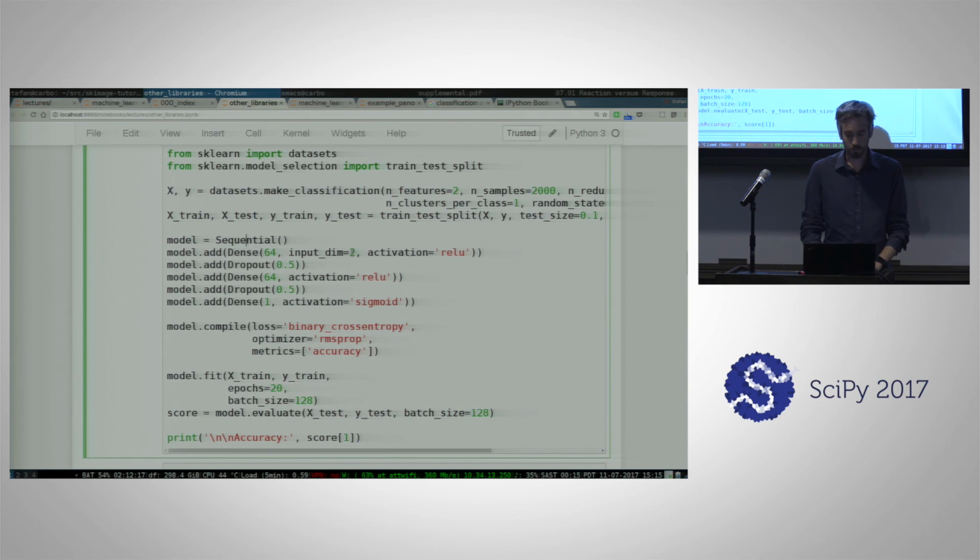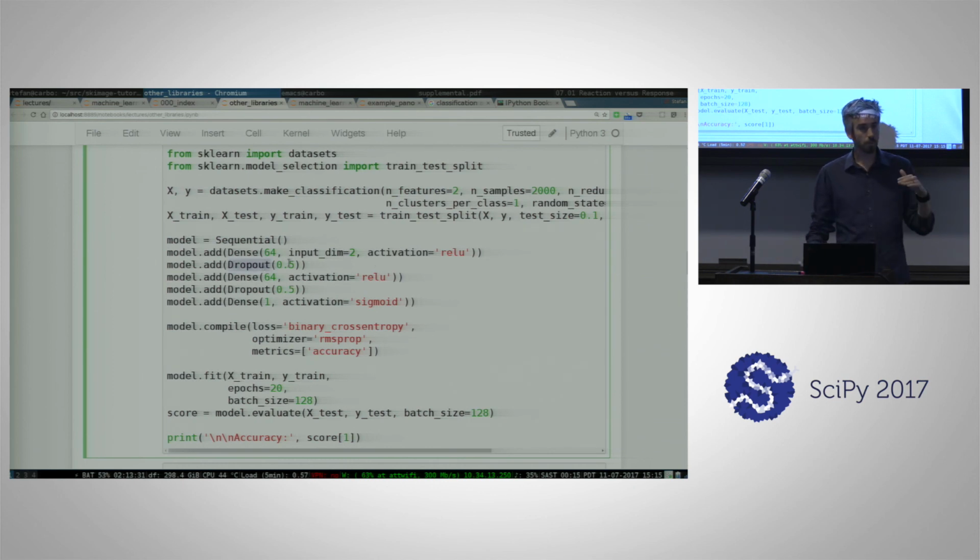And the features that I generated are 2-dimensional, so for each sample, I just have 2 values, and that's what I specify over there. In Keras, you only need to specify the input dimension of the first layer, because all the subsequent layers can infer that information from the previous layers.